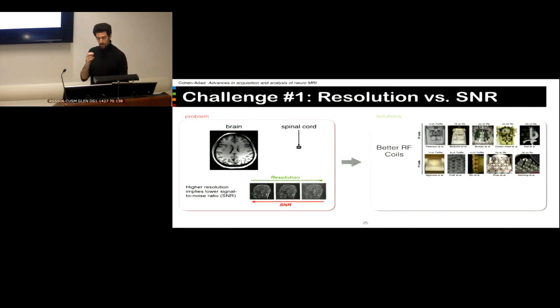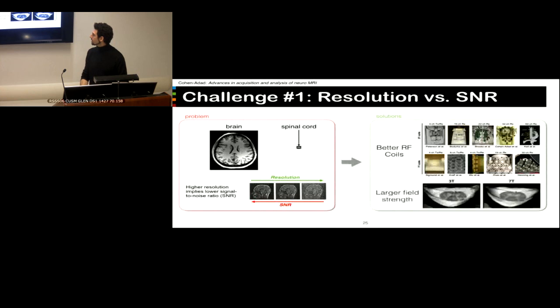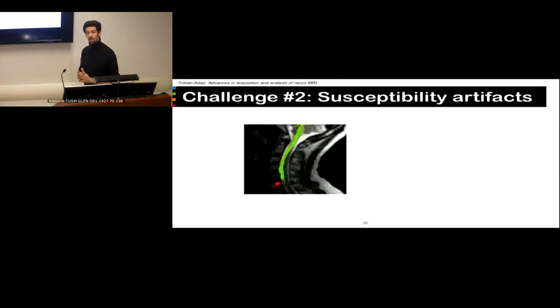So there is a lot of research on what's the best coil that we can make for a particular area. Of course, if you have money, you can also get a stronger magnet, but that also comes with the cost of more challenges in terms of B1 plus homogeneity, in terms of SAR, in terms of susceptibility artifacts. So if you can combine those two, you really get the best pictures. So this brings me to challenge number 2.